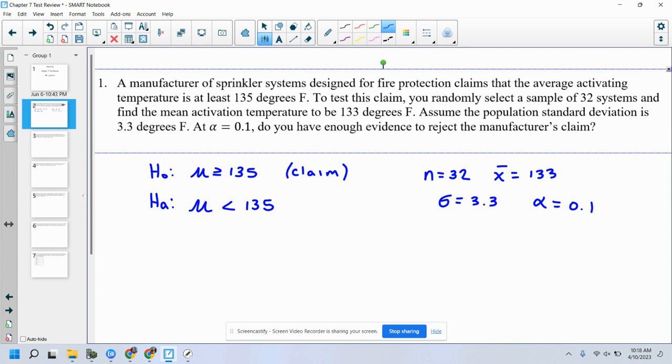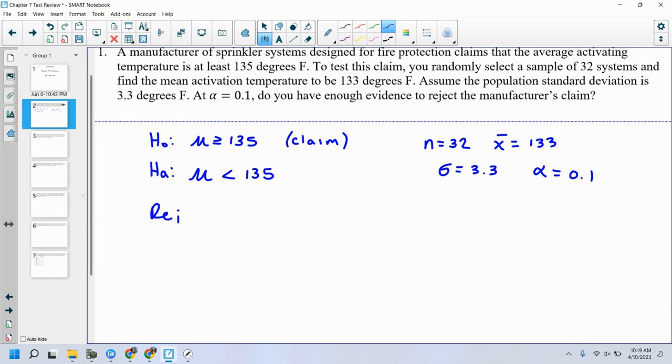Now, is this going to be a Z test or T test? Z. Why? Sigma is known. So I know I'm going to have a Z score. Is this telling me to use rejection regions or p-values? Doesn't tell me. So you can pick whatever you want to do. I'll use the rejection region. Okay, let's write out our rejection region. And I can do that before calculating our Z score.